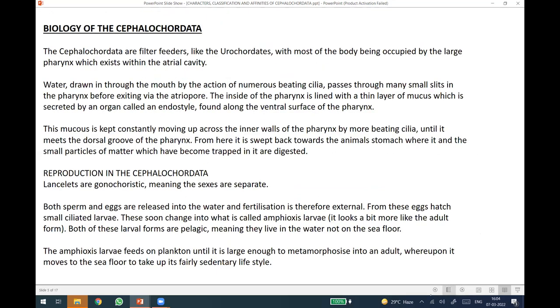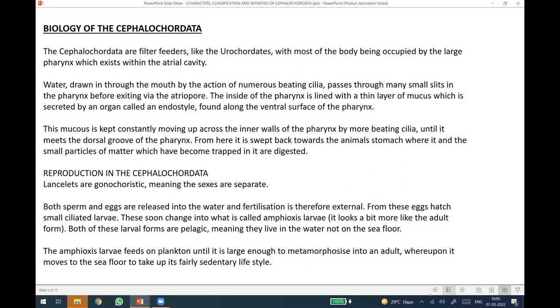Now, the reproduction in cephalochordates is very much of the chordate type. They are gonochoristic, that is, they are dioecious. Sexes are separate, but sexual dimorphism is not very much demarcated. The males and females are identifiable in morphology only, so that is very less prominent in Amphioxus. Both sperms and eggs are released into water and fertilization is external.